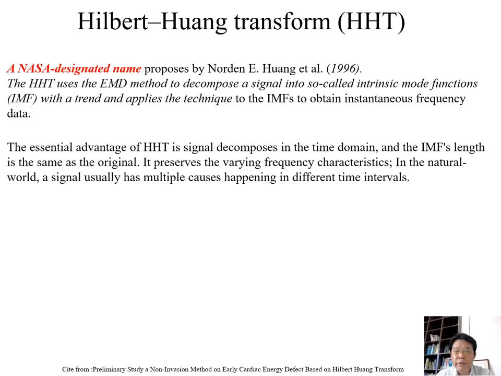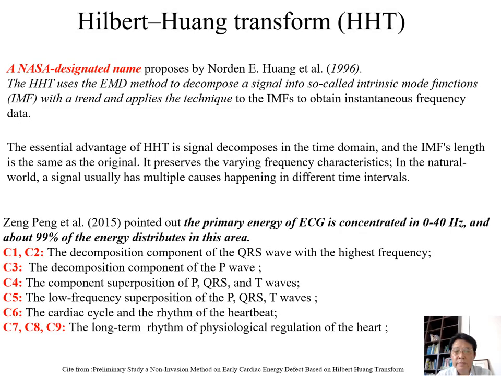The essential advantage of HHT is that the signal is decomposed in the time domain, and the IMF length is the same as the original. It preserves the varying frequency characteristic. In the natural world, a signal usually has multiple components happening in different time intervals. The prime energy of ECG is concentrated in 0 to 40 Hz, and about 99% of the energy is distributed in this area.